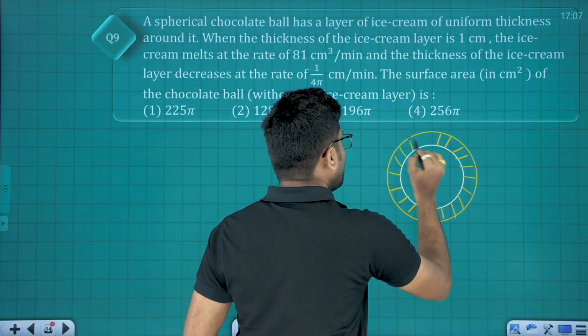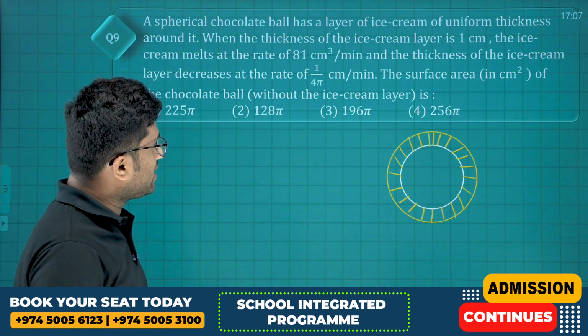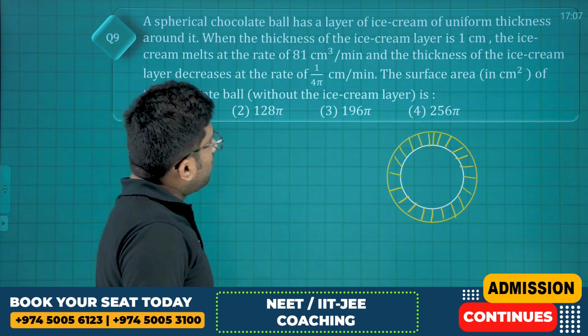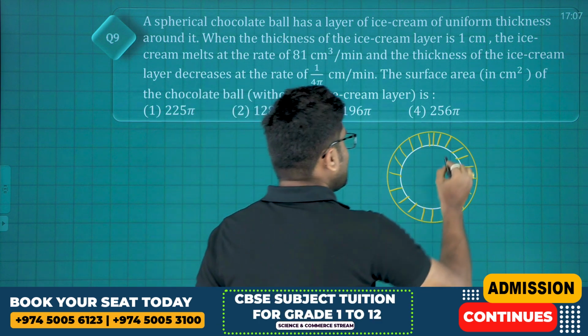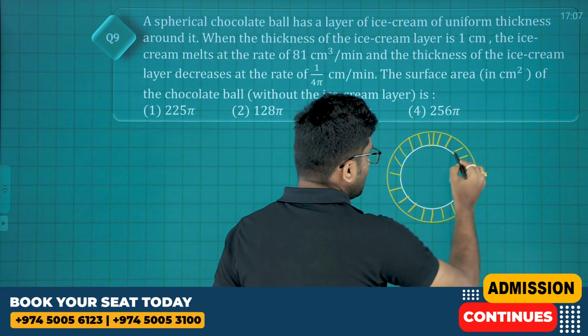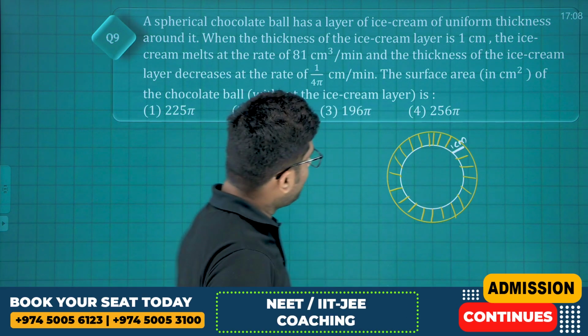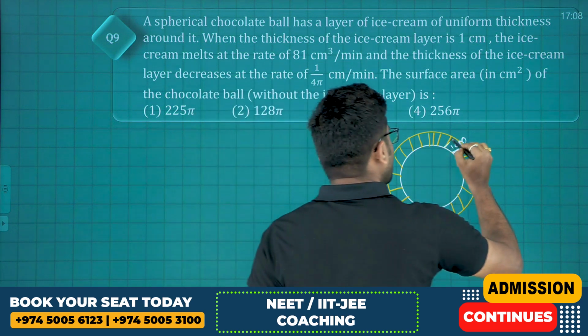All this shaded part is ice cream. Around the spherical balloon they have pasted ice cream. This width is 1 centimeter, this thickness is 1 centimeter.